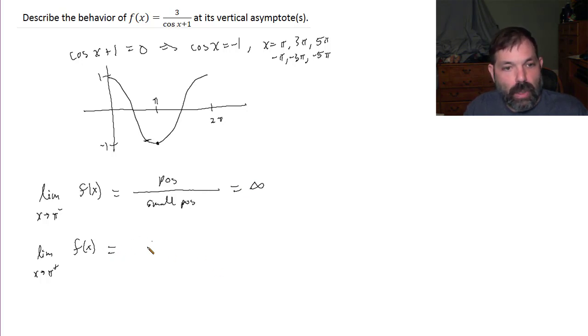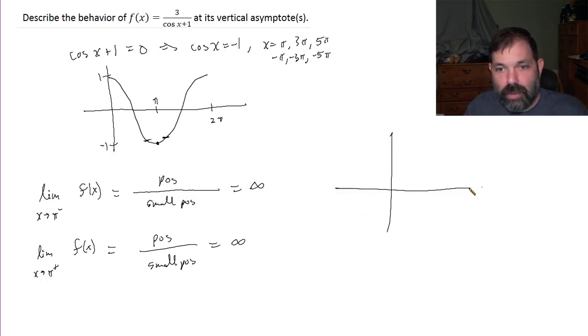Similarly, if I'm approaching pi from the right, my output is still roughly the same. It's still like a negative 0.999, and then adding 1 would give me a small positive number in the denominator. And so this would again give me infinity. And so then what's going to happen here is that at least at pi, for the graph of this function, I'm expecting this on the curve.